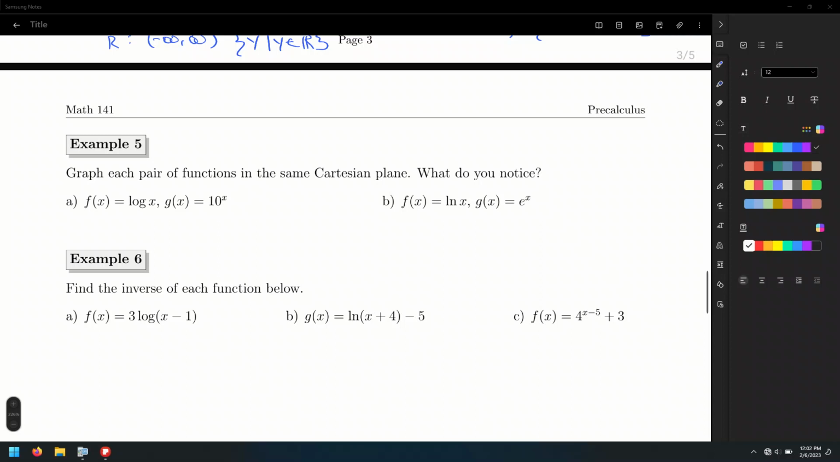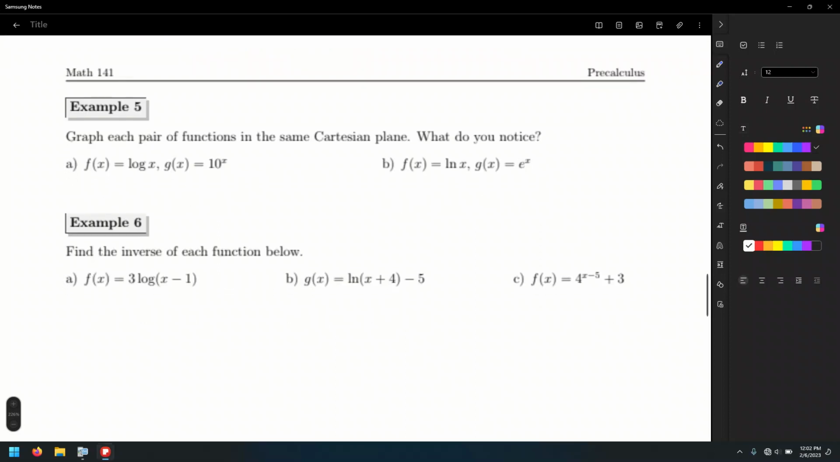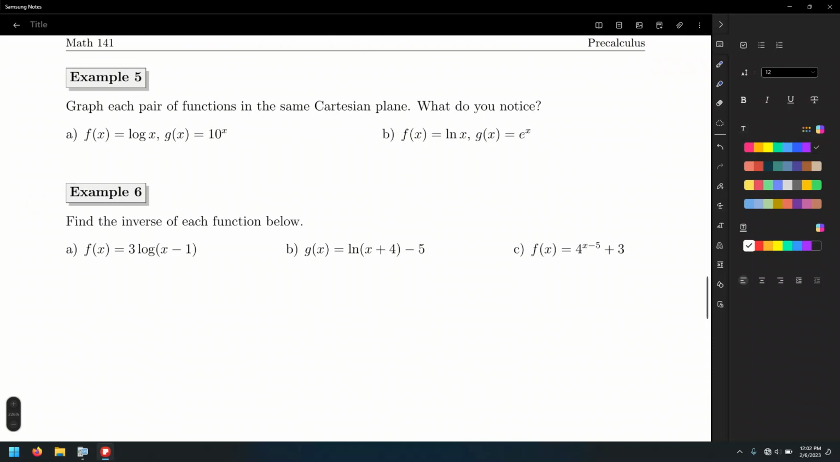to graph these pairs of functions. F of x equals log of x and g of x equals 10 to the x. Well, number one, let's recall what we talked about last time about notation for logarithms.